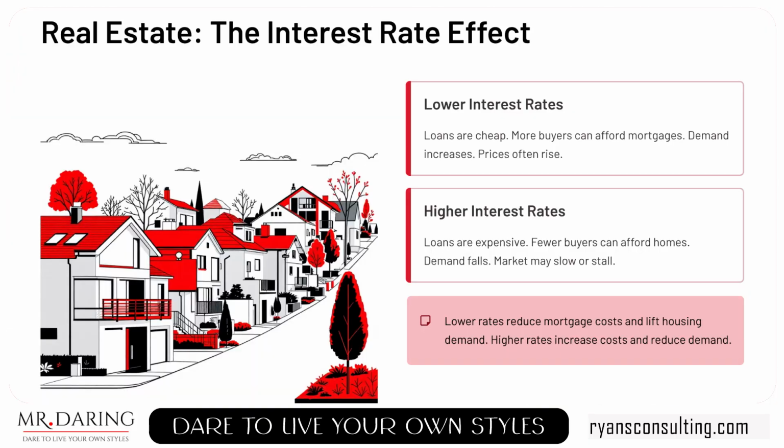Real estate. When interest rates go down and loans are cheap, more people can afford to buy homes. Demand increases and prices often rise. When interest rates go up and loans are expensive, fewer buyers can afford a mortgage. Demand falls and the housing market may slow or pause. In short, lower rates reduce mortgage costs, lift housing demand, and often push prices up. Higher rates increase mortgage costs, reduce demand, and can cause prices to stall or fall.